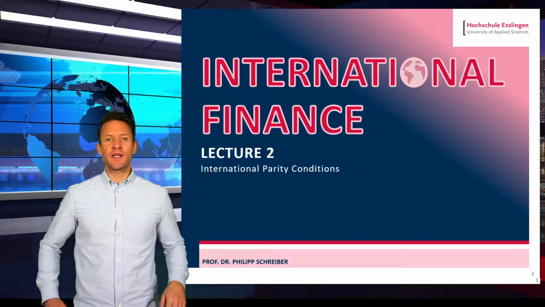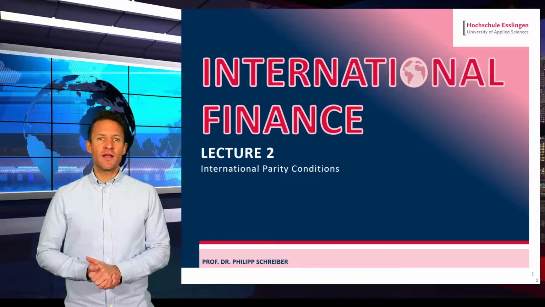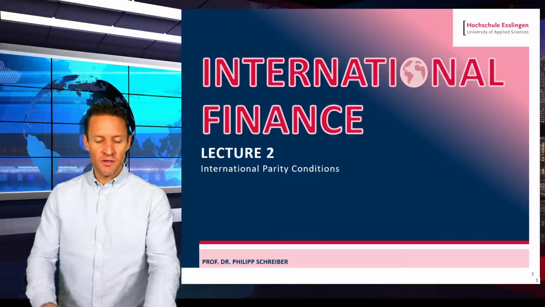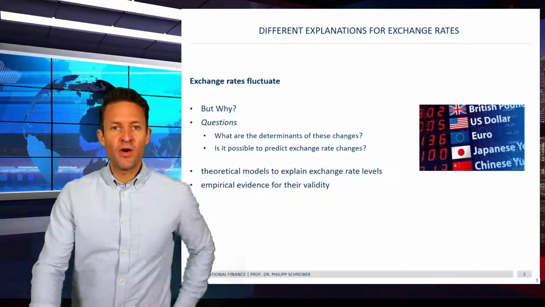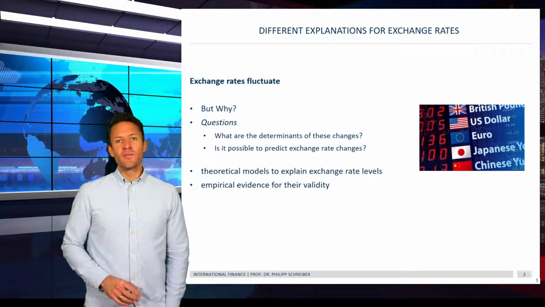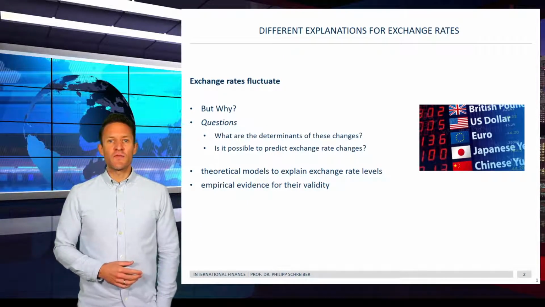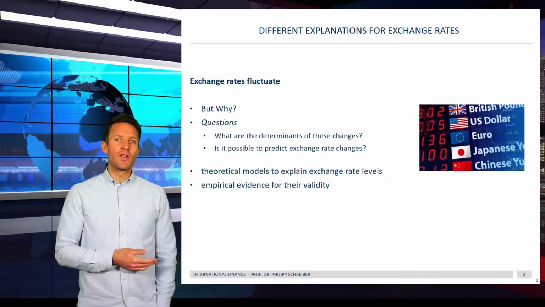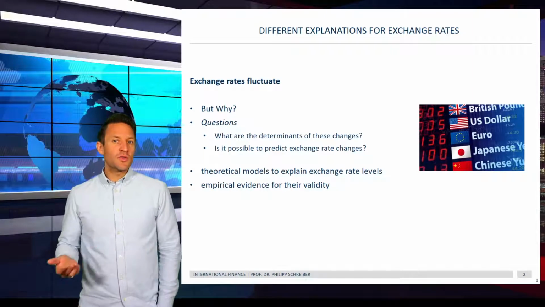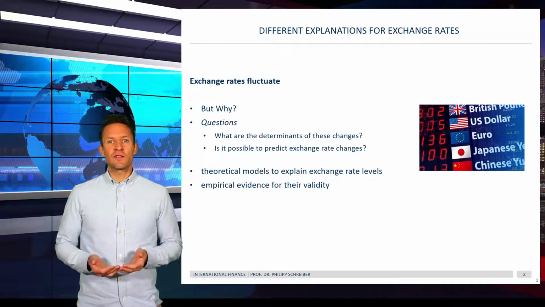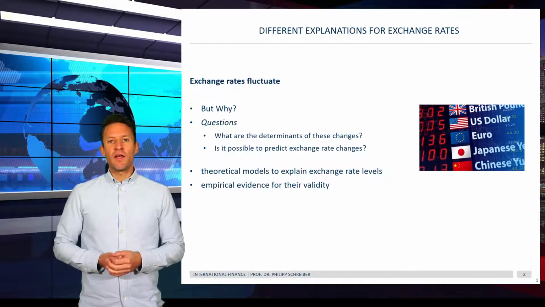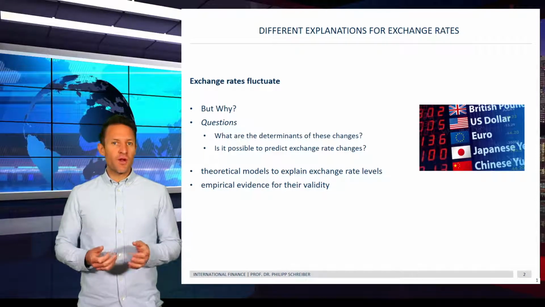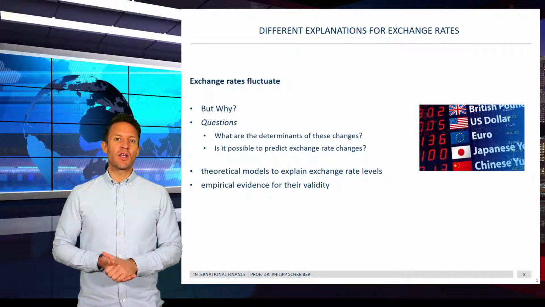Today we cover the second chapter of our lecture, and the topic for today is international parity conditions. Now, why is this an interesting topic? We all know that exchange rates fluctuate. So for example, the euro to dollar exchange rate today is different from the one year ago. And the question is why? Why do exchange rates change over time? And what are the determinants, what are factors that drive those changes?